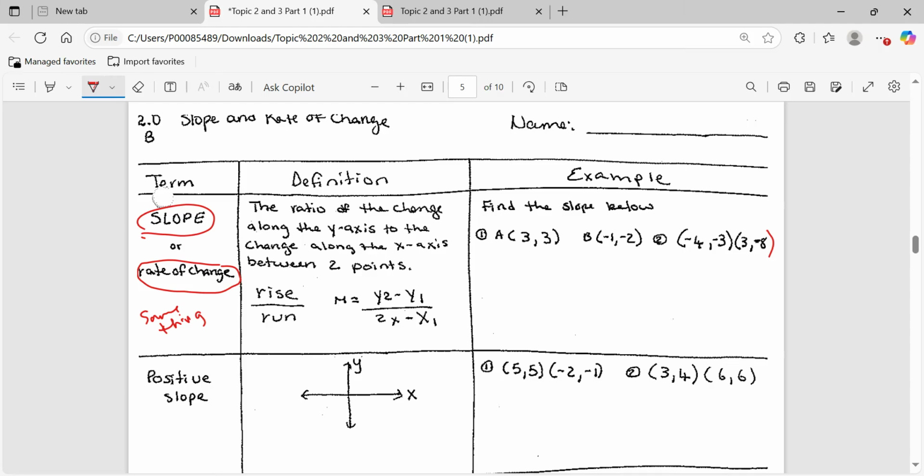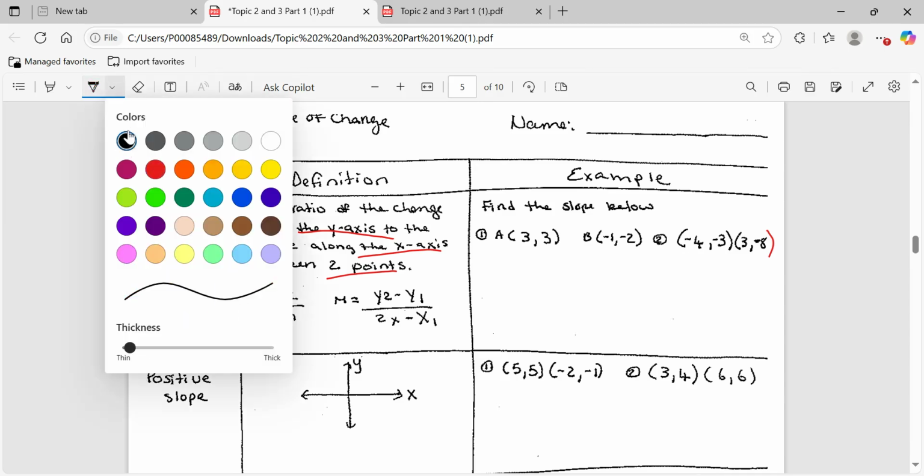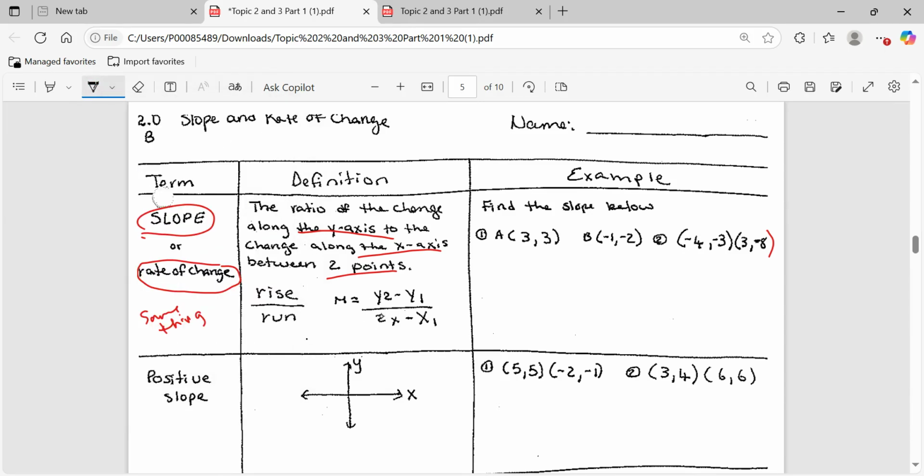of change. The slope is the ratio of the change along the y-axis to the change along the x-axis between 2 points, any 2 points. Once you have identified those 2 points, your slope is the change in the y, y2 minus y1, over your change in the x, x2 minus x1. So your slope is y2 minus y1 divided by x2 minus x1.